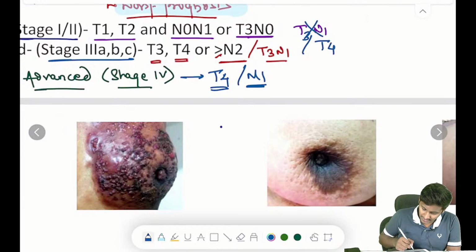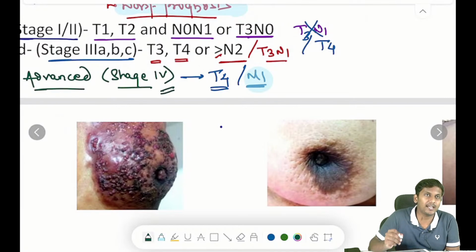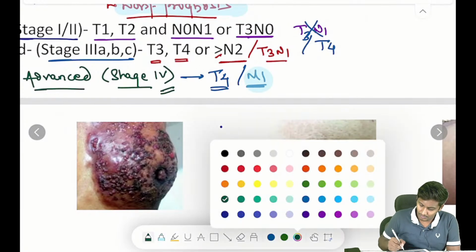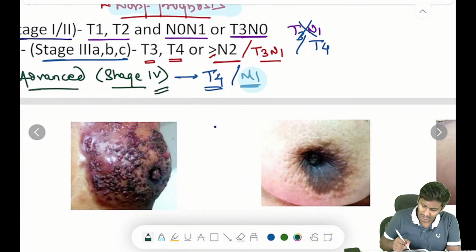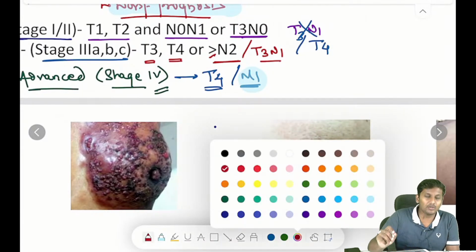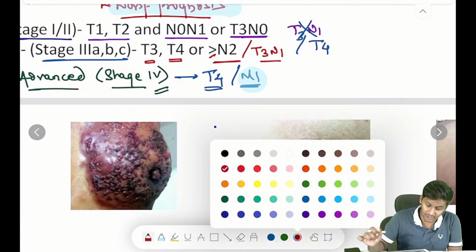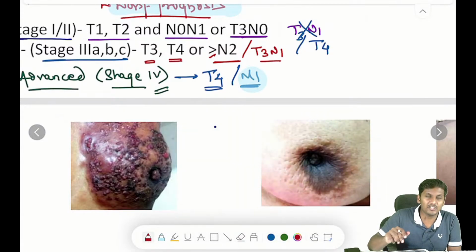If M1 comes, that means distant metastasis is present, it has to be stage 4, it has to be advanced breast cancer. That you have to remember, bache. Even if it is T1, if M1 is present, it has to be advanced breast cancer. Metastatic breast cancer is always advanced stage 4 breast cancer, and here the management will be different.